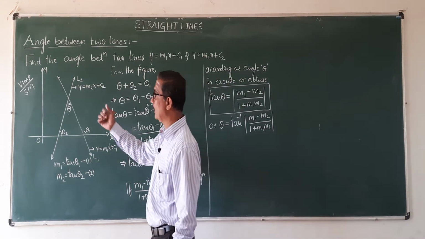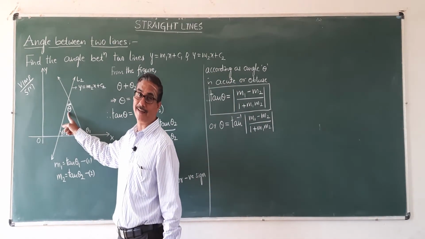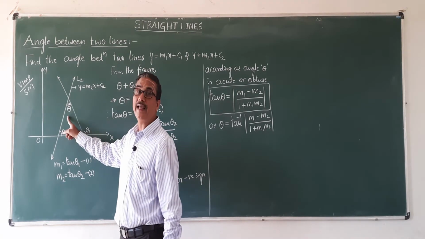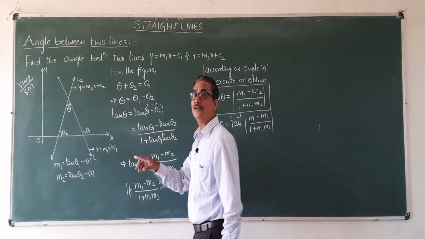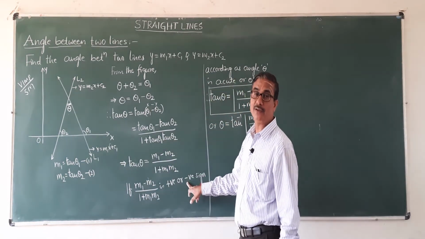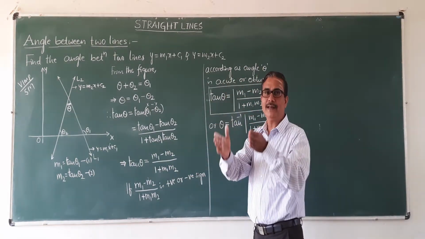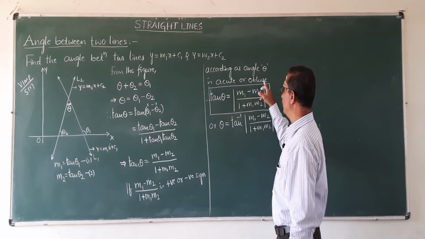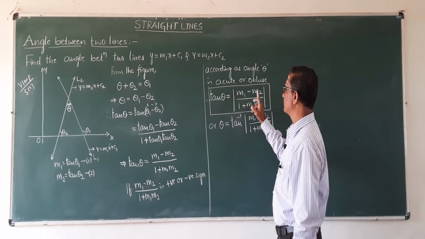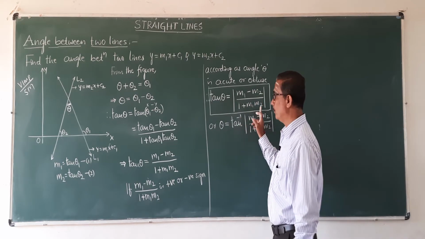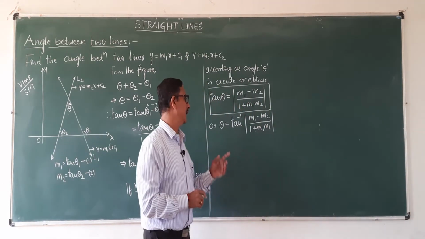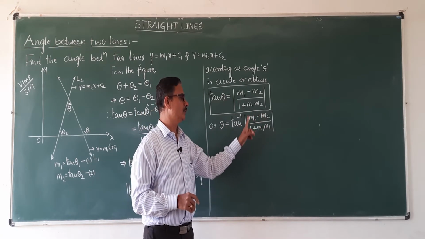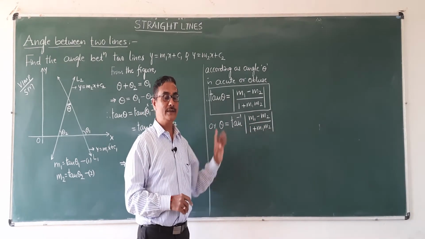But which angle do we need? Only acute angle, not obtuse angle. So if we require only acute angle between the lines, by eliminating the negative sign, what can we do? By taking the modulus notation. So tan theta is equal to modulus of m1 minus m2 by 1 plus m1 m2. Or we can write theta is equal to tan inverse of m1 minus m2 by 1 plus m1 m2.